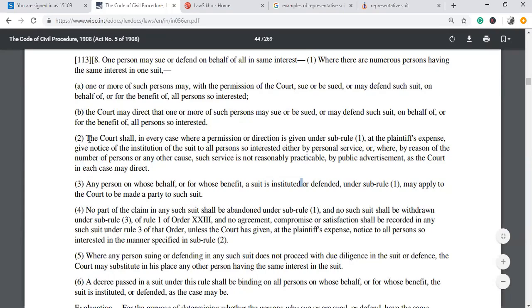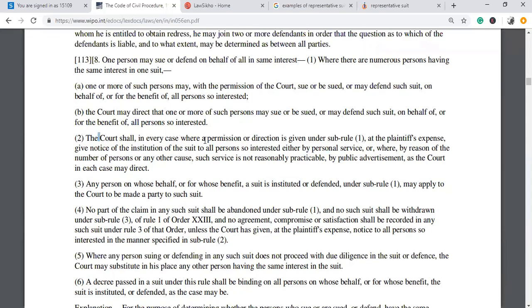Now the last ingredient is serving of notice. That is, notice must be issued to the parties whom it is proposed to represent in the suit. Wherever the court grants leave under subclause B, or the permission is sought under subclause A of sub-rule 1, a notice of the institution of the suit will be issued to all persons so interested. Those who have an interest in the suit, a notice will be issued to everyone. It will be done at the plaintiff's expense.